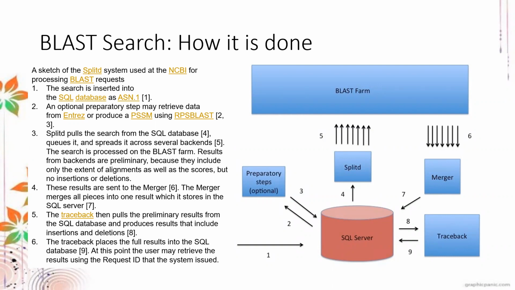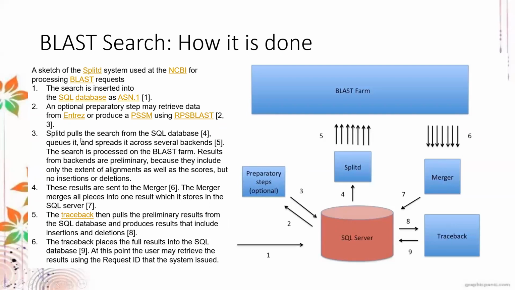So they insert it into your SQL database in the format ASN point one. The optional preparatory steps may be retrieved depending on additional parameters. If you have additional parameters, it does the preparatory steps. But if you don't adjust your parameters, it can just go to the split D. If you have additional parameters to include, it would include the preparatory steps and then go back to the SQL server. Now, the search would do the split D. The SQL server will throw it to the split D.